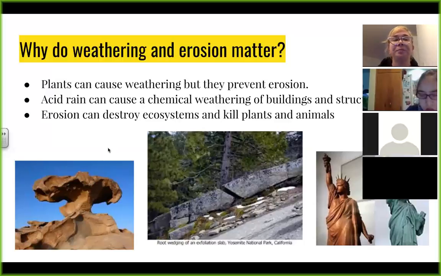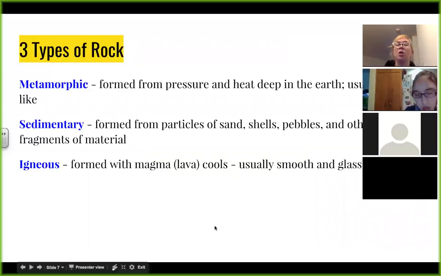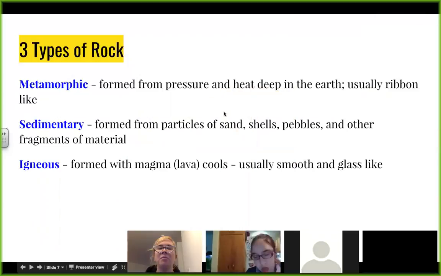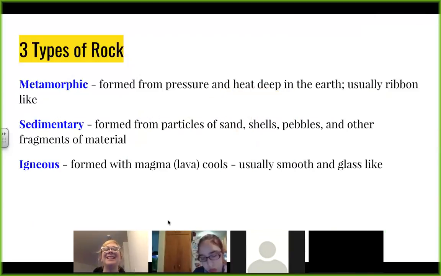It's pretty powerful. All right, so quick switch of topic here. We're going to the 3 types of rock. Some of you guys might already be in this one, some of you may not. So we have metamorphic, sedimentary, and igneous. Those are the 3 main types, right? They have tons of subtypes and tons of examples of each one. Metamorphic rock is the rock that's formed from pressure and heat deep in the earth. It usually looks ribbon-like. So we'll see a picture of what that looks like in a second.